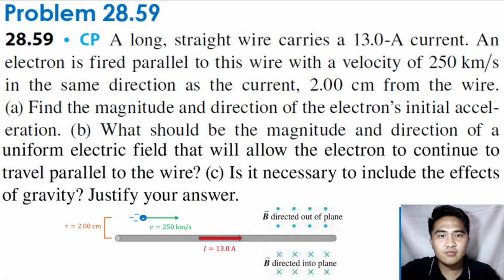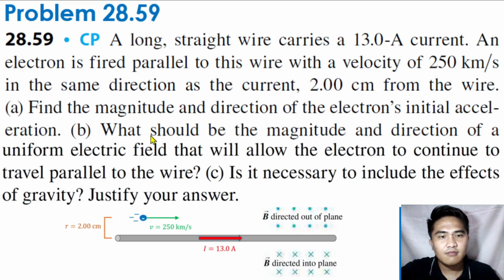First problem, problem 28.59. A long straight wire carries a 13 ampere current. An electron is fired parallel to this wire with a velocity of 250 km per second in the same direction as the current, and that is 2 cm away from the wire. A. Find the magnitude and direction of the electron's initial acceleration.